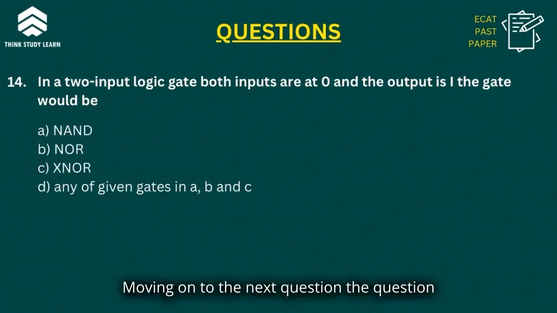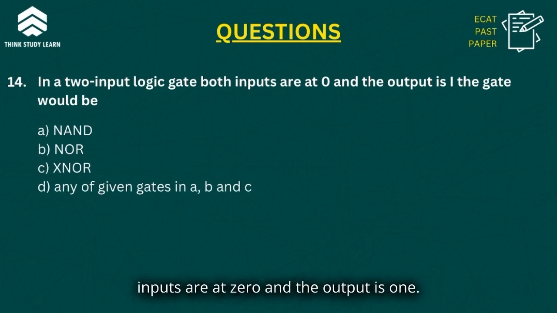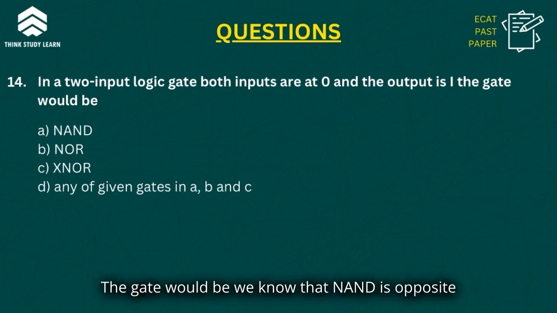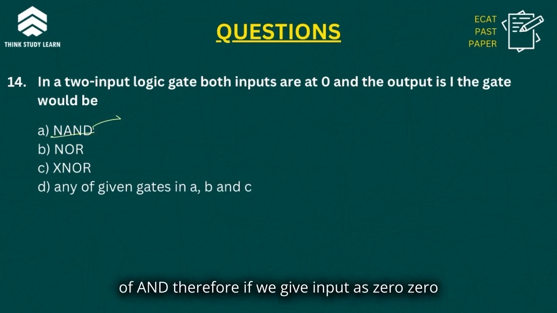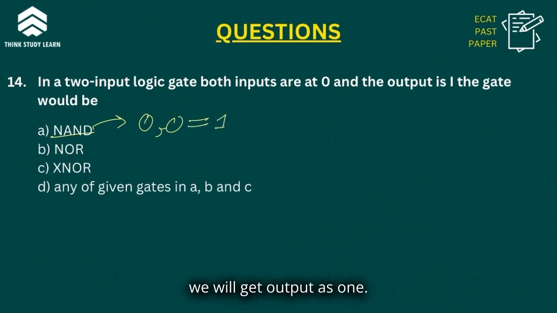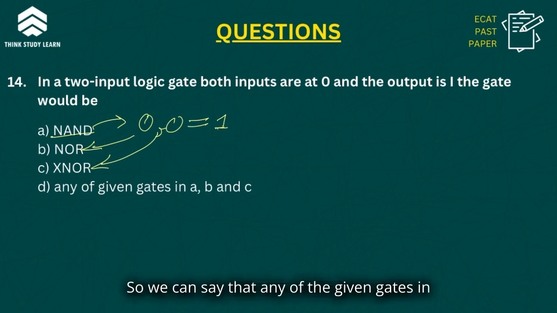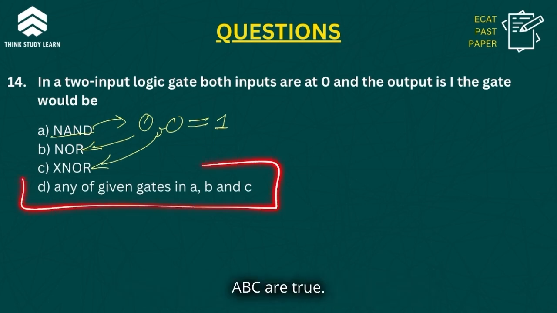Moving on to the next question. Question 14 says that in a two input logic gate, both inputs are at 0 and the output is 1. The gate would be, we know that NAND is the opposite of AND. Therefore, if we give input as 0 0, we will get output as 1. Same as for NOR and same as for XOR. So we can say that any of the given gates in A, B, C are true.